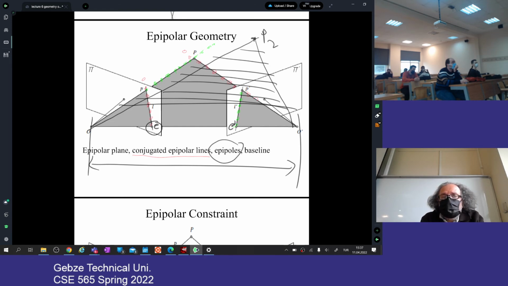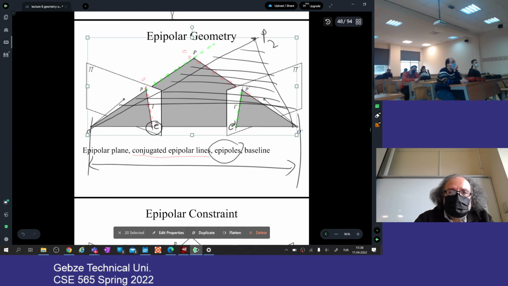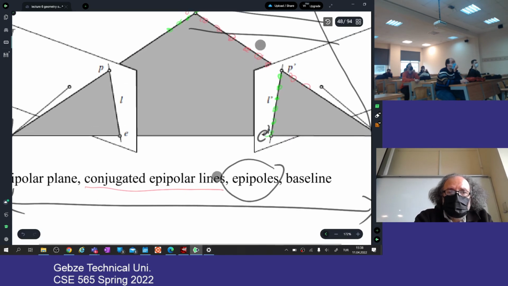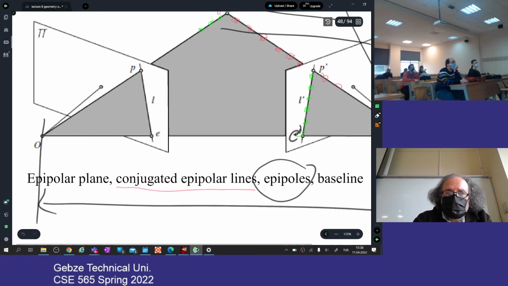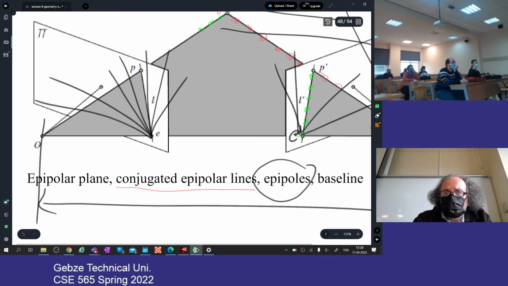So this E prime has to be part of all the conjugated epipolar lines. My conjugated epipolar lines will always be doing this. This is another conjugated epipolar line, another one, another one. The same thing for these. So all the epipolar lines have to go through this E and E prime.